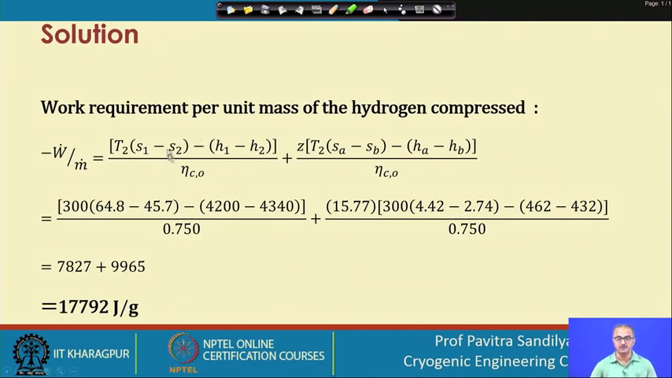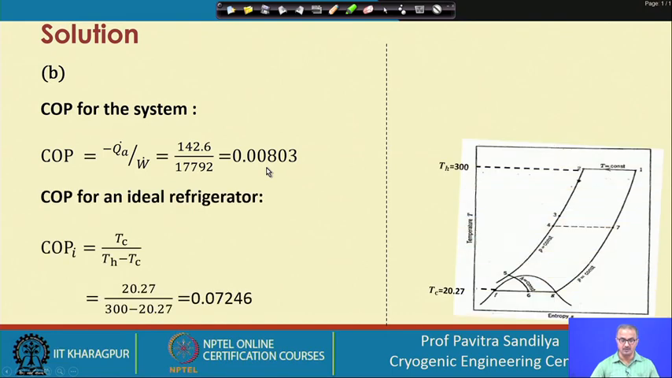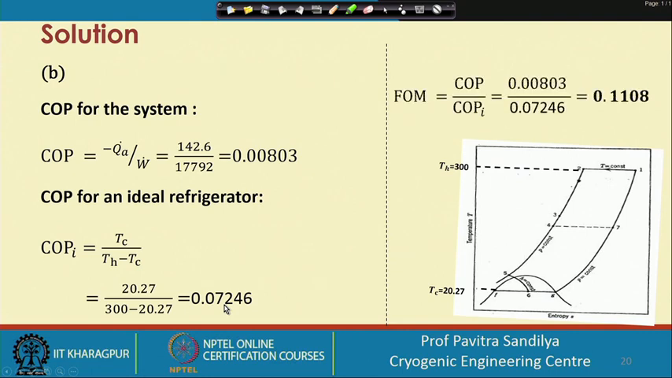Work requirement is now simple. We are considering the two systems because total work will be for the actual system as well as for the auxiliary system. So we have to consider both these systems, and taking into account the compressor efficiencies, we find this is the amount of work done. And the COP can now be easily found with this particular expression, and we are getting the COP to be very small. And the ideal COP is coming to this. So if we want to find out the FOM, we just take the ratio of these two COPs and we get the FOM to be about 11%.